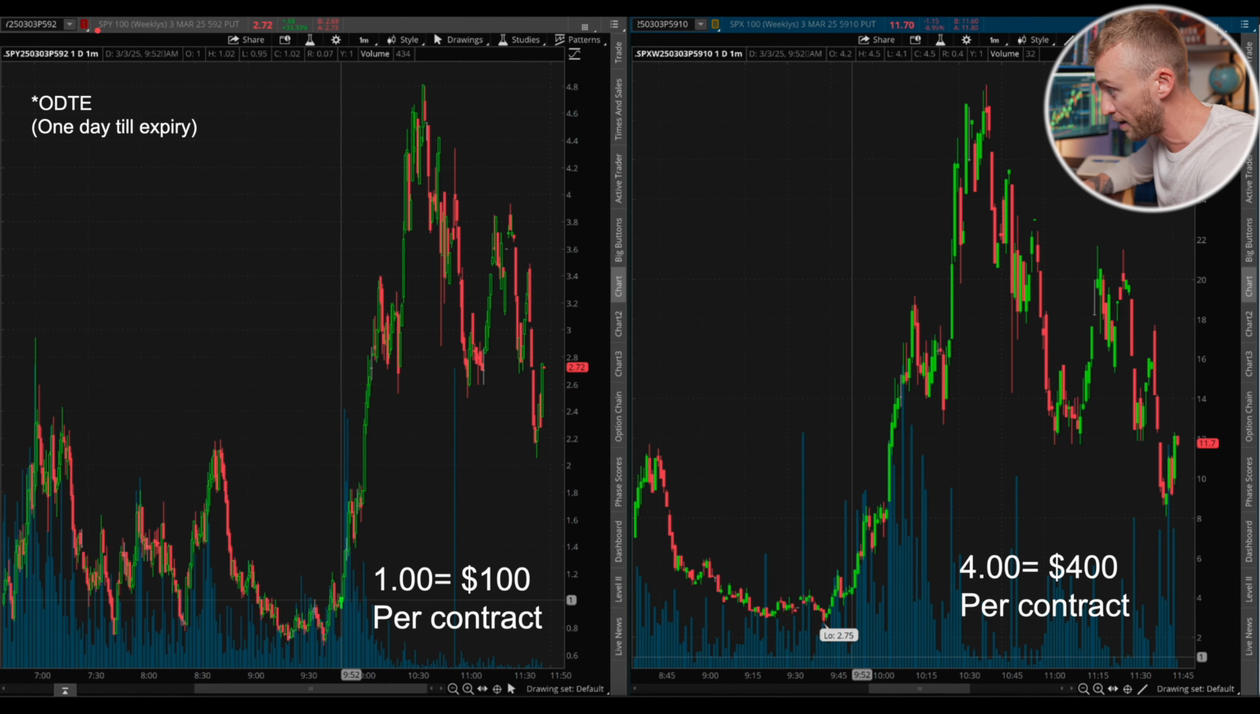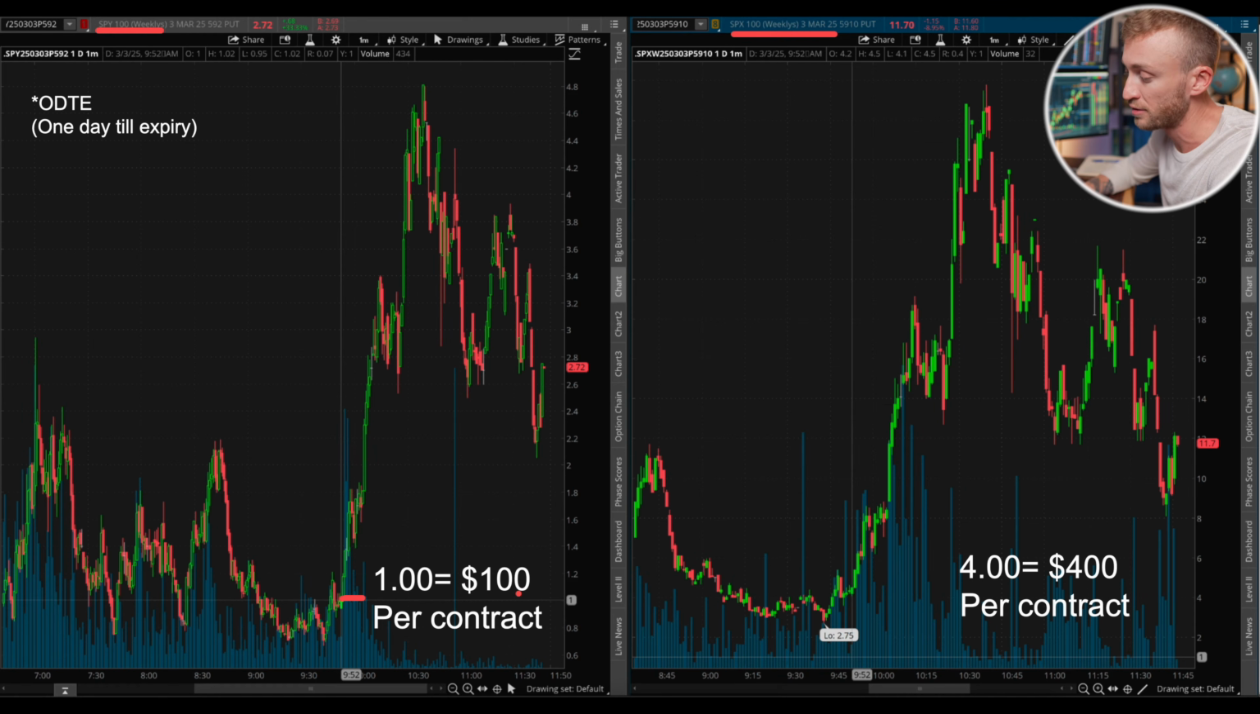On the left here, we have a SPY 0DTE expiration 592 put, and we have an SPX 5559.10 put. So this is how the contract moved. For example, this is totally hypothetical. You're never going to get the bottom and the top, but this is to show you the movement of the options.